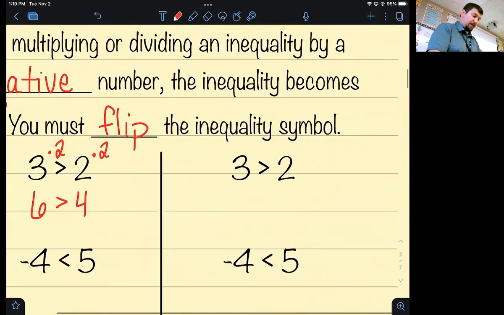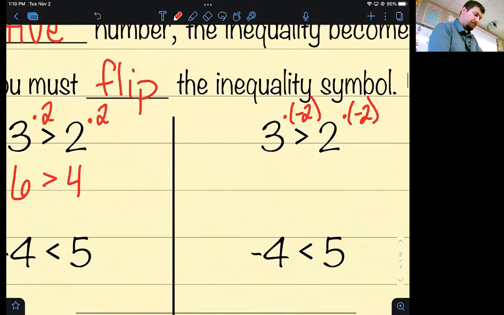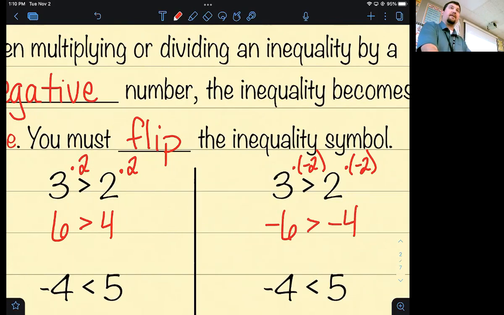Now, on the other side of that line, I want you to multiply instead by negative 2. What's 3 times negative 2? Negative 6. It wasn't a trick question. What's 2 times negative 2? Negative 4. Do you still agree with the inequality? Negative 6 is bigger than negative 4. No. The inequality is now false. Negative 6 is not bigger than negative 4. Negative 6 is smaller than negative 4.